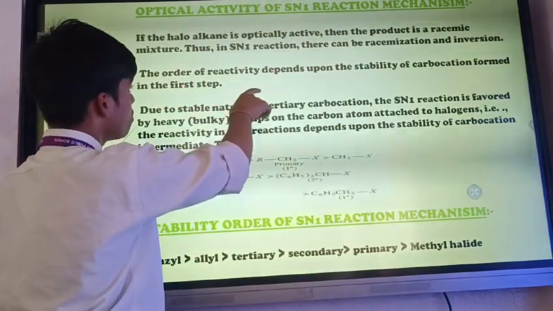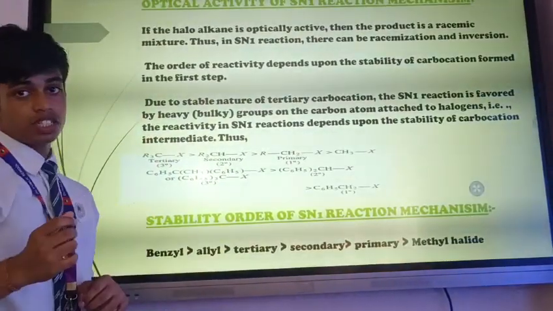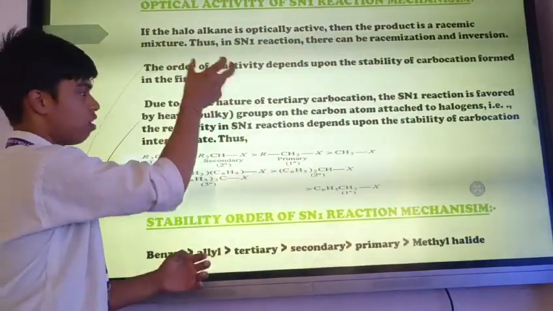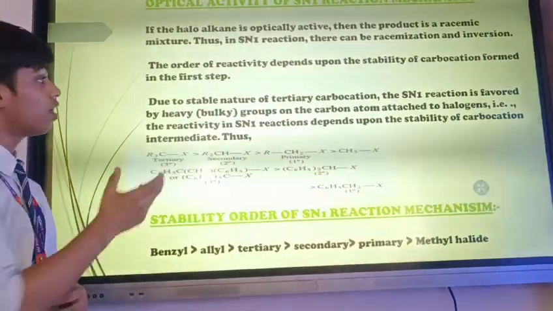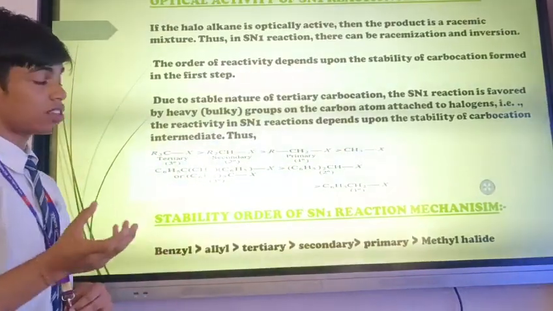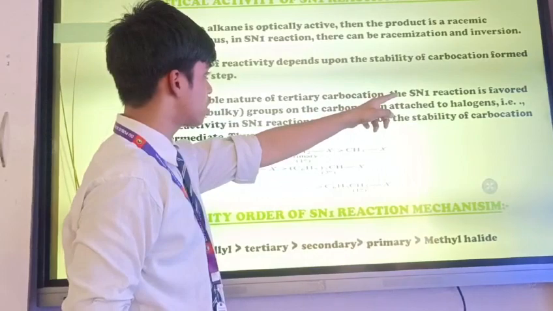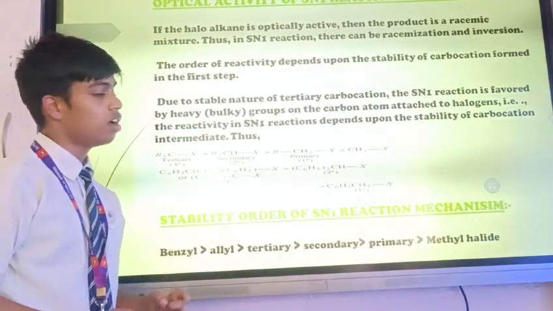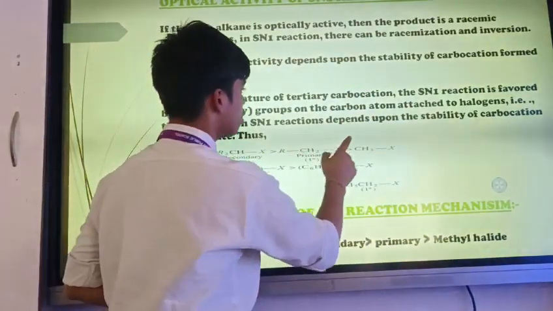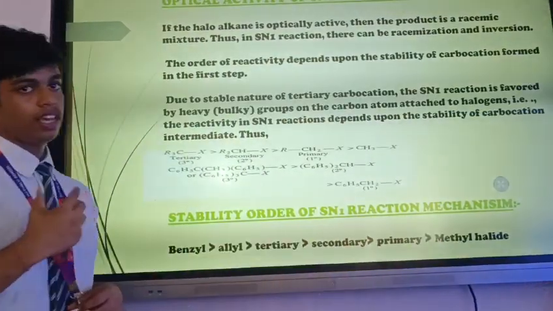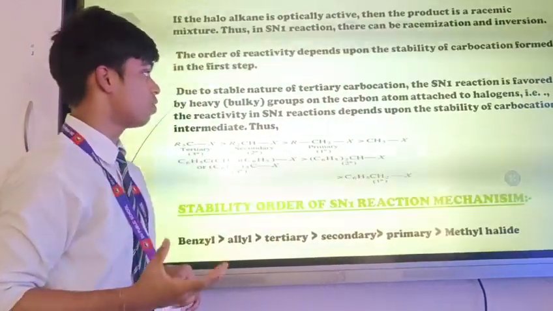The order of reactivity depends upon the stability of the carbocation formed in the first step. The order of this nucleophilic substitution depends upon the first step of the reaction, as it is the rate determining step. Due to the stable nature of the tertiary carbocation, the SN1 reaction is favored by bulky groups on the carbon atom attached to the halogen. That is, the reactivity in the SN1 reaction depends upon the stability of the carbocation. The more stable the carbocation, the more the reactivity in the SN1 reaction.